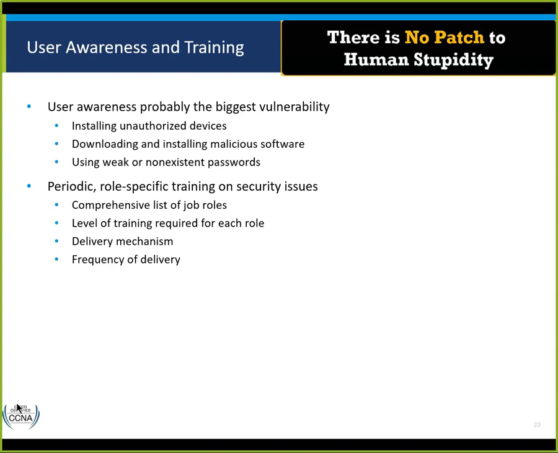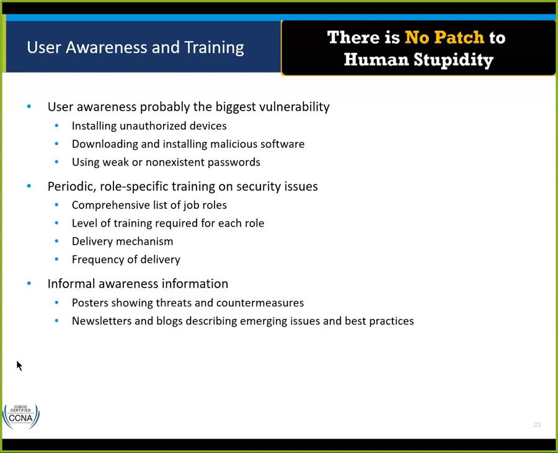Role specific, what can each user do? What kind of damage can they do? What are the threats that you can bring to the organization? Level of training for each role, how much do we need? And a lot of that is how much damage can they do to the organization. Delivery mechanism, how we're going to do it. It's going to be a demo, sit down one-on-one, videos, articles, posters, different things to deliver the training. And then how frequently is training going to be?